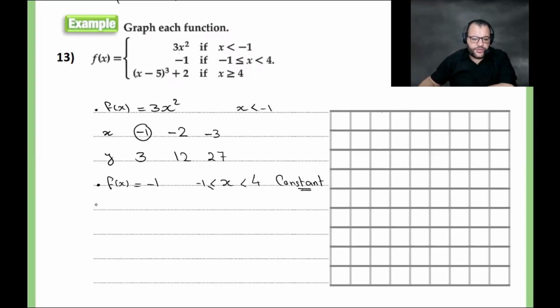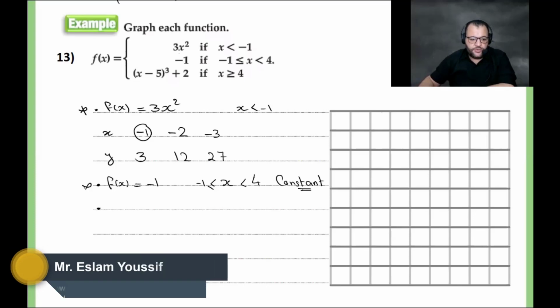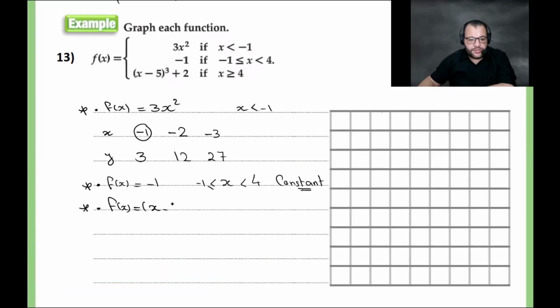After that, what is the graph for the next one? The third function, that's the first one, the second one, and that is the third one. f of x equals (x minus 5) to the power 3 plus 2, where x is greater than or equal to 4. How can we graph this one? It's cubic. In the same way, we need x and y. We will start from the same value, which is 4, in the table. But this value will be closed, not open.